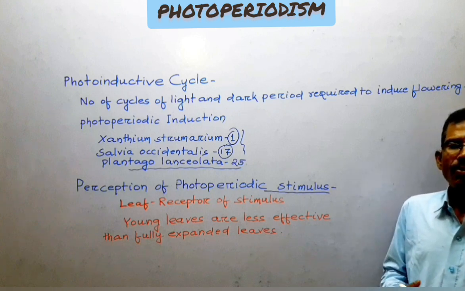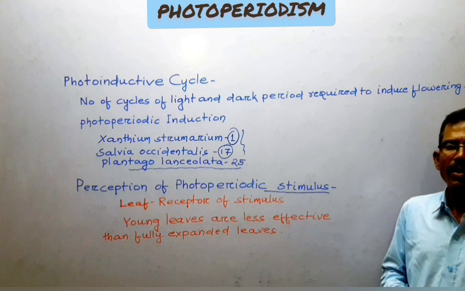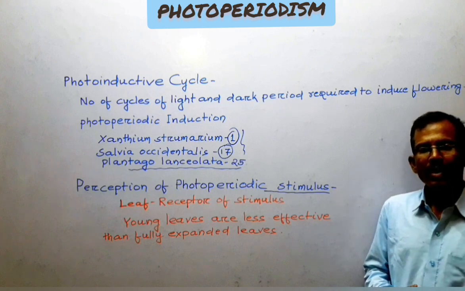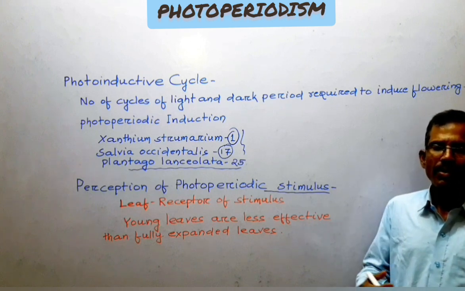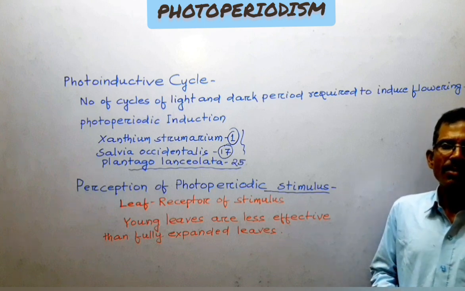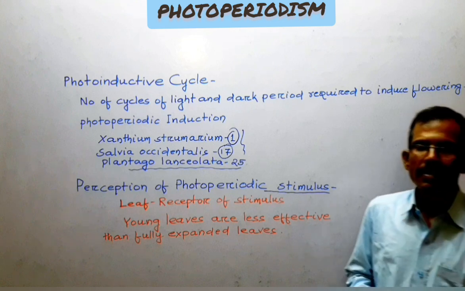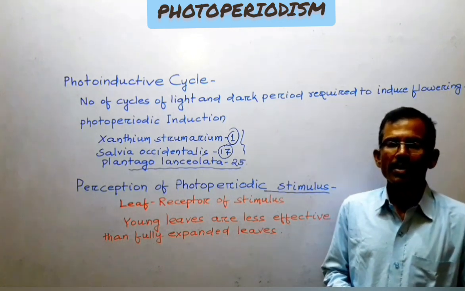primordia. When a single leaf of Xanthium strumarium, a short day plant, is photoinduced, then the plant will flower. And when such a plant is photoinduced and is grafted to a series of non-induced Xanthium plants, all plants will flower. So friends, this is all about photoperiodism.